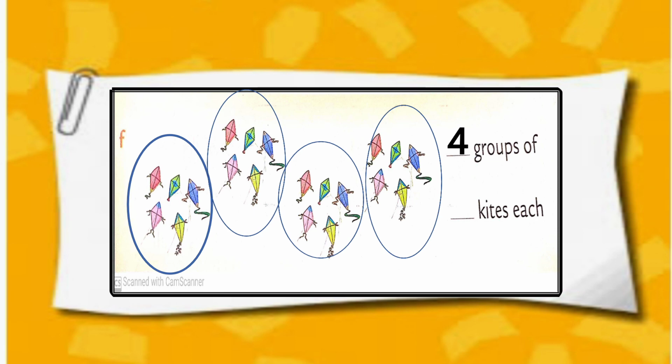Now let us see how many kites are in each group. 1, 2, 3, 4, 5. 5 kites each. There are 4 groups of kites, and in each group there are 5 kites.